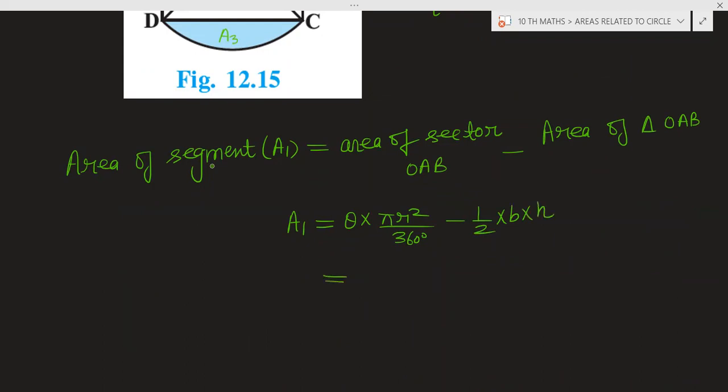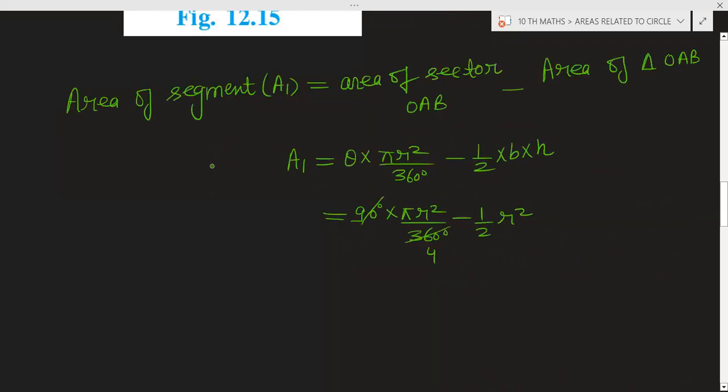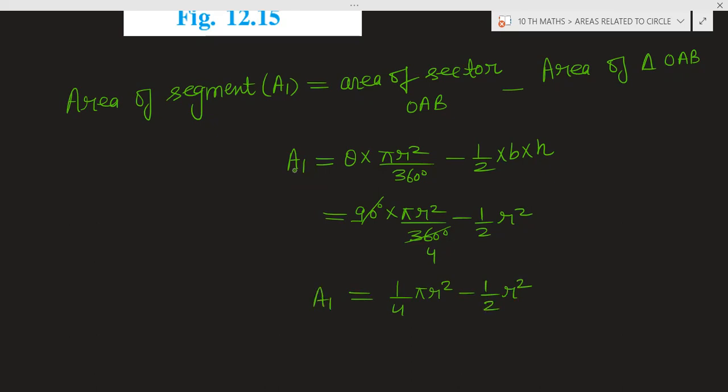Theta is 90 degrees, so we have 90 multiplied by pi r square divided by 360, minus half into r square. From here it will be 4, so you will have 1 by 4 into pi r square, and here you will have 1 by 2 into r square. This will be A1.